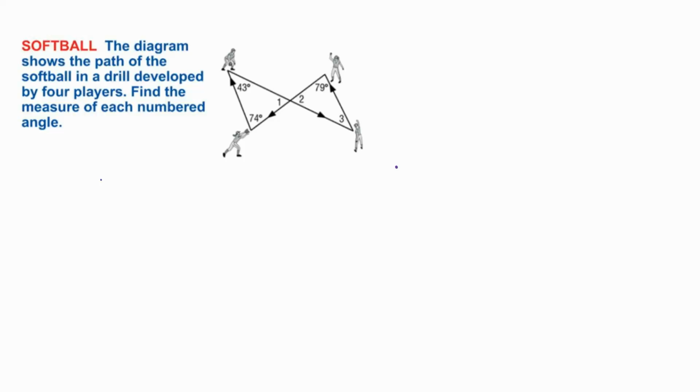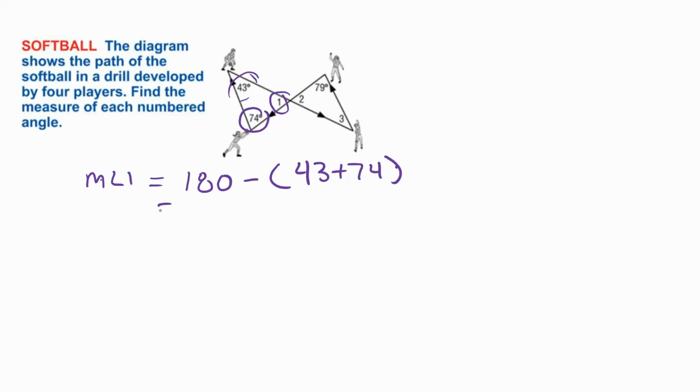In the first problem, we're given a diagram and asked to find the measure of each of the numbered angles. To find the measure of angle 1, I know that the three angles in a triangle have to add up to be 180 degrees. So I'm going to add the other two angles together and subtract them from 180. So the measure of angle 1 is 180 minus the sum of 43 plus 74. So that's 180 minus 117, which gives us 63 degrees.